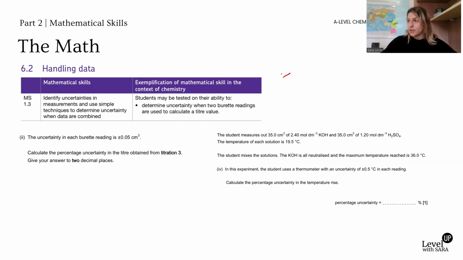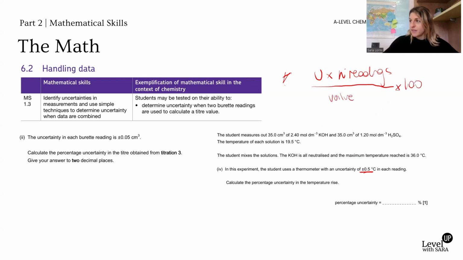Remember that the uncertainty is calculated as the uncertainty of the instrument, which is the value that you're normally given, the plus or minus, times the number of readings, because you need to consider how many times you're using that instrument to find a value. In fact, then it will be divided by the value, and then times by 100. So it's the uncertainty times the number of readings, which we can call the total uncertainty, divided by the value that you calculate, times by 100.